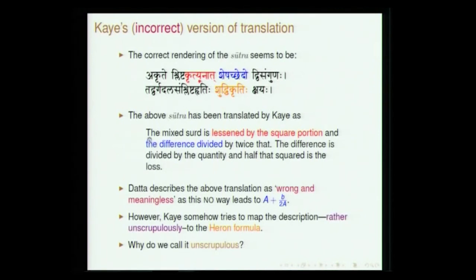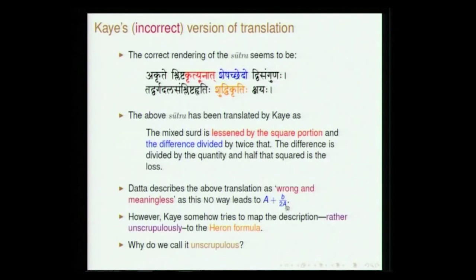In fact, it has been translated as: the mixed surd is lessened by the square portion, the difference divided by twice that, and so on. This is the kind of translation which has been presented by Kaye. And Datta, who is a serious scholar, to whom we owe a lot of our understanding of Indian mathematics, has said that this is all wrong and completely meaningless. To decipher the formula as simply a plus b by 2a and then say this is the same as the Heron formula is something which is meaningless.